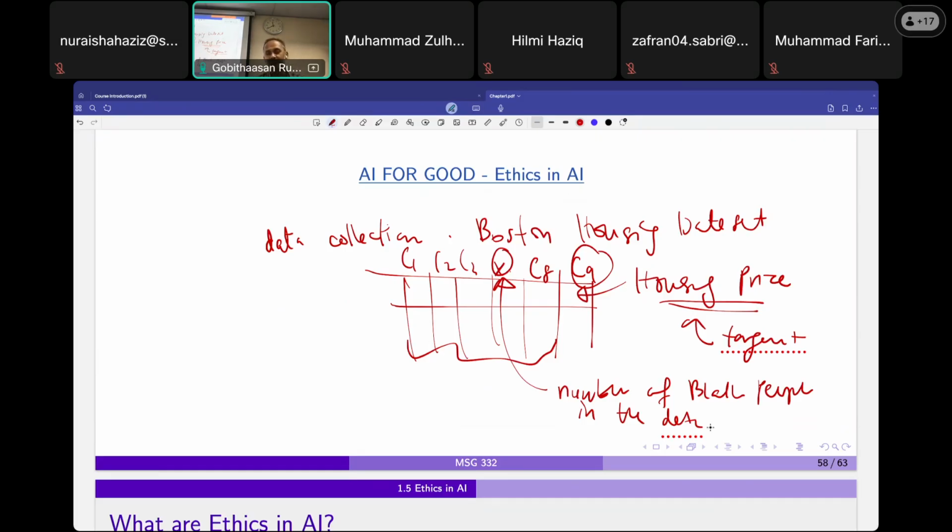So when you give the data, the way you collect the data should not be racist. In this context, it should not be racist, right? So you have to be careful with that. So these are the main two things when it comes to ethics in AI.